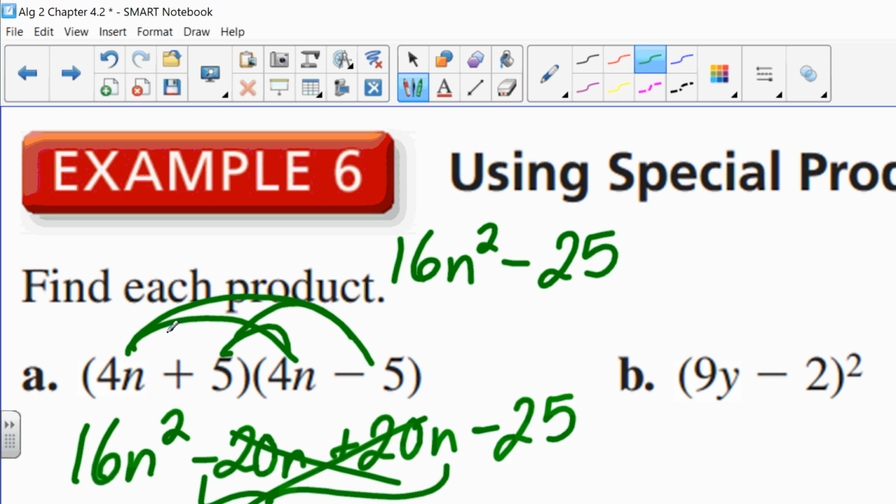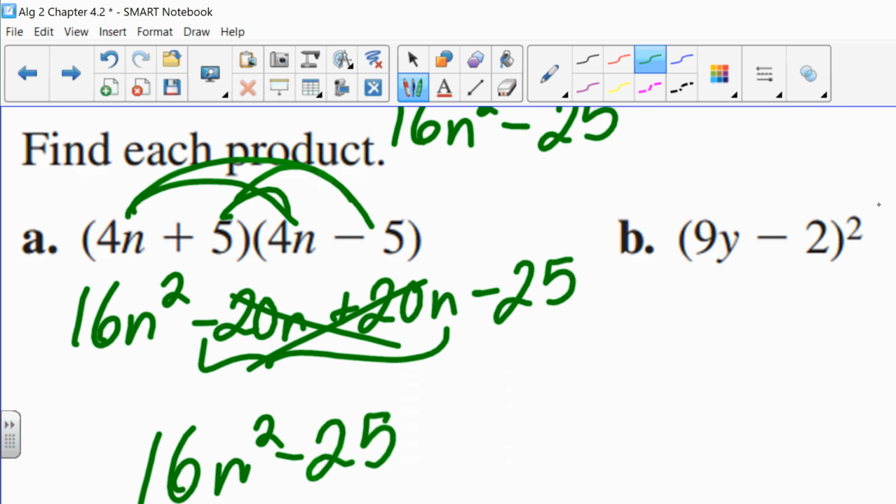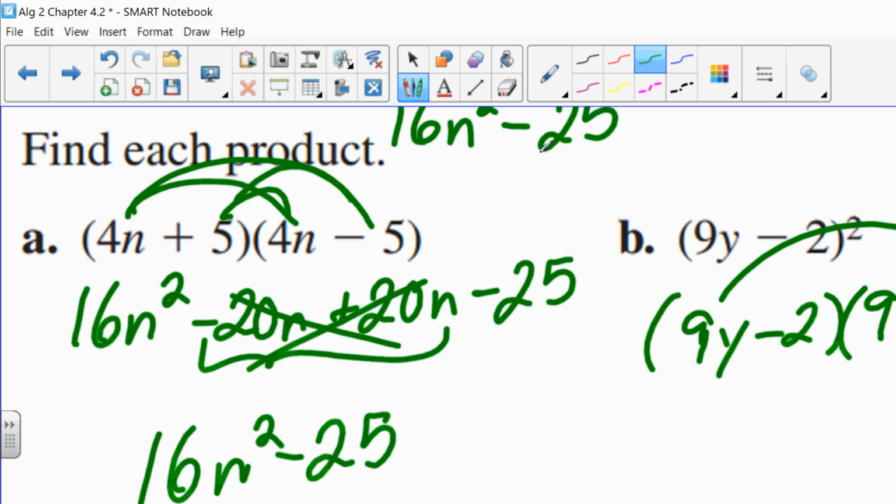And the same thing holds true for the other two. We could multiply them out, or we can use the shortcut. Because if we look at b, 9y minus 2 squared is the same as saying 9y minus 2 times 9y minus 2. It's multiplied by itself. We can't just square the first and second term and get to the correct answer, unfortunately. Here, we just need to multiply it out.